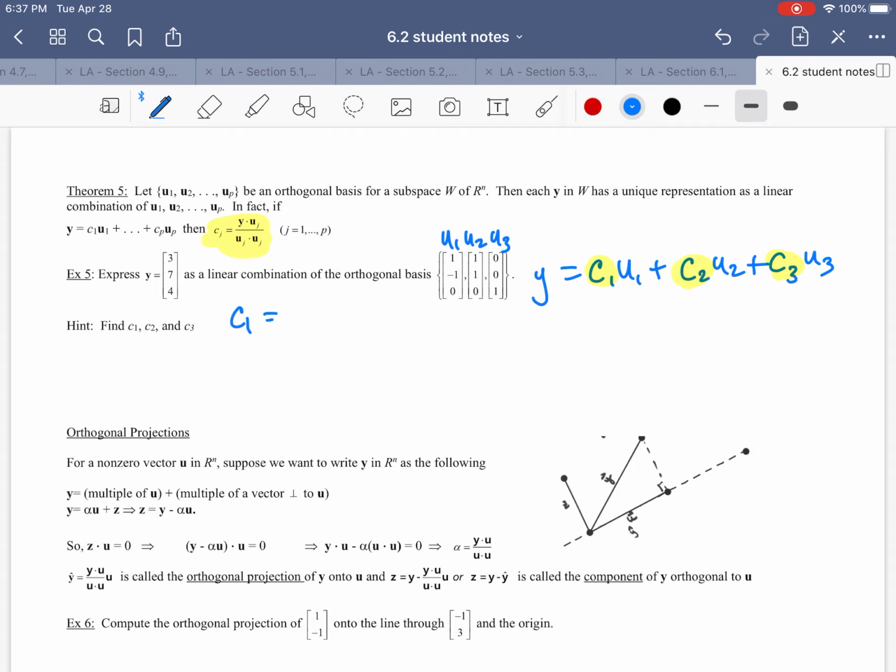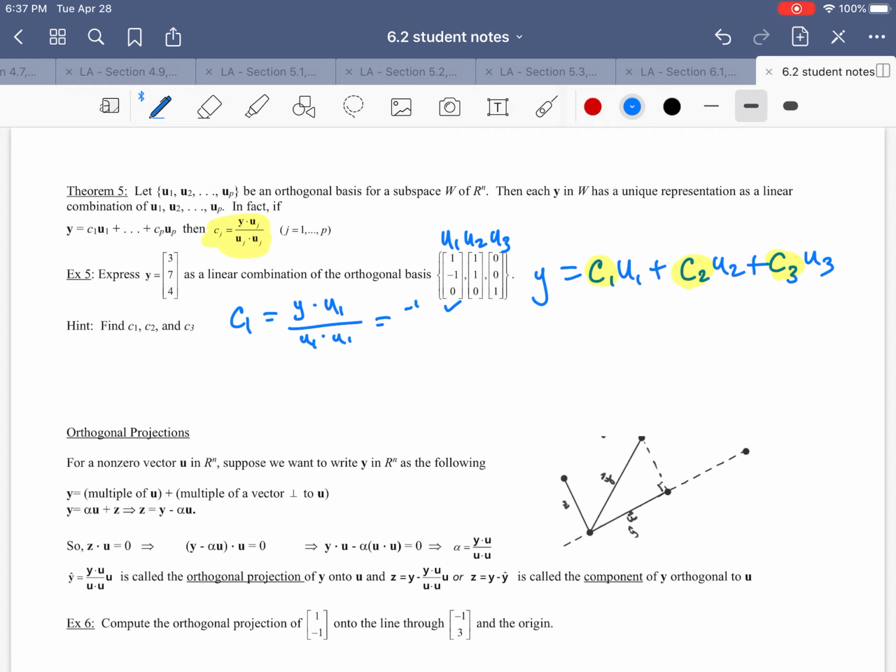So if I want to find C1, I would take y, which is 3, 7, 4, and I would dot it with u1 over u1 dot u1. All right, so let's dot y with this one right here.